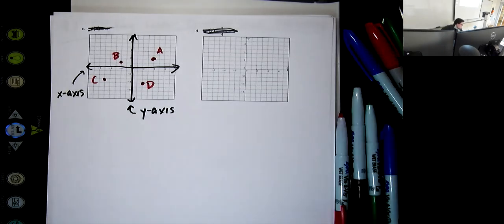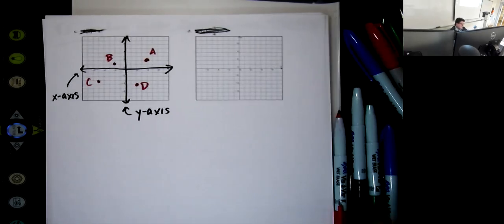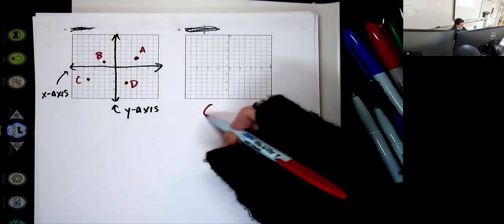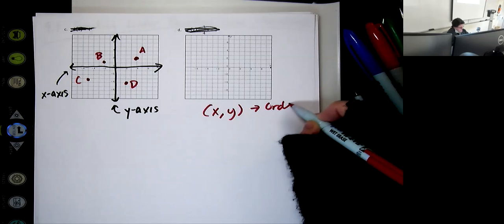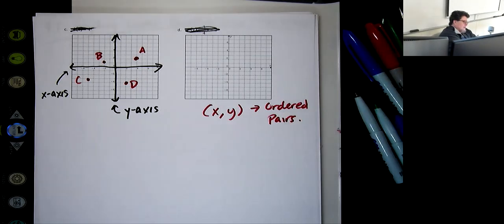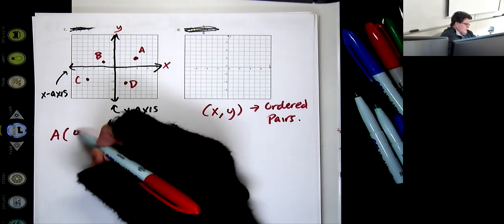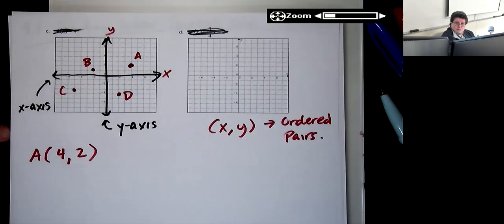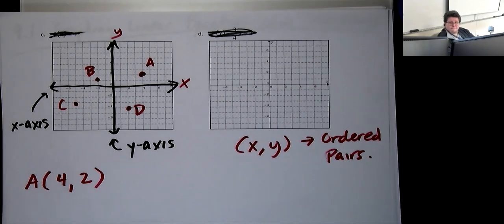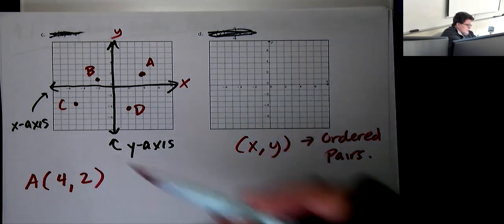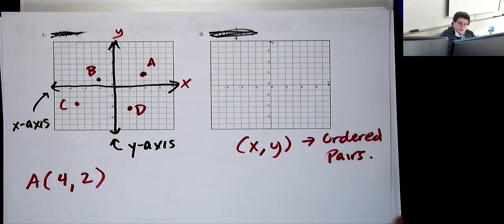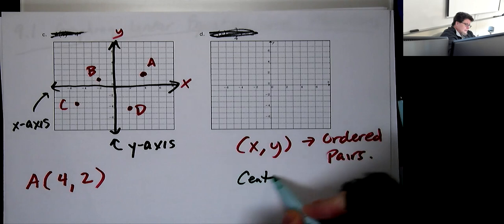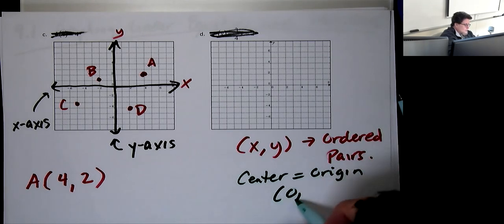And then we can have different points on this. Each of these points has a coordinate. It's called an ordered pair. Ordered pairs are in the form of x, y. The first ordered pair here, A, is at 4, 2. The way you can find it is to count from the center, where the axes meet. The center is called the origin. It's where both values equal zero.